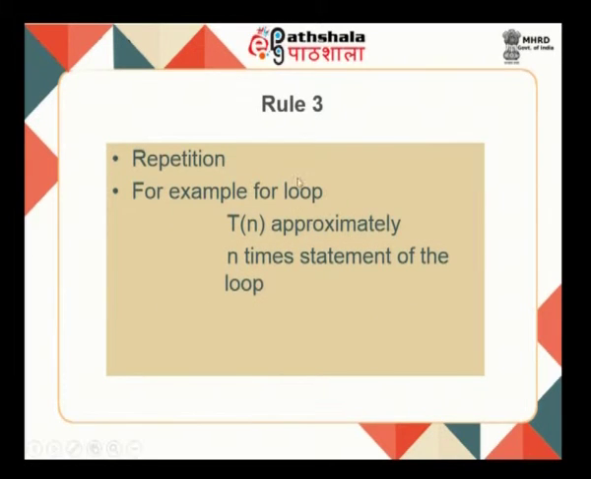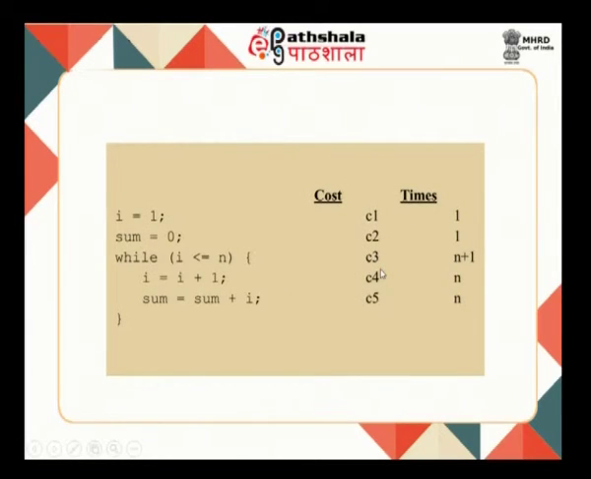Third is the repetition. In that case T of n is approximately n times the statement of that particular loop. In other words, this is a small example. For this, the cost is C3, and it is getting executed n plus 1 times. Under that, these are all getting executed n times.